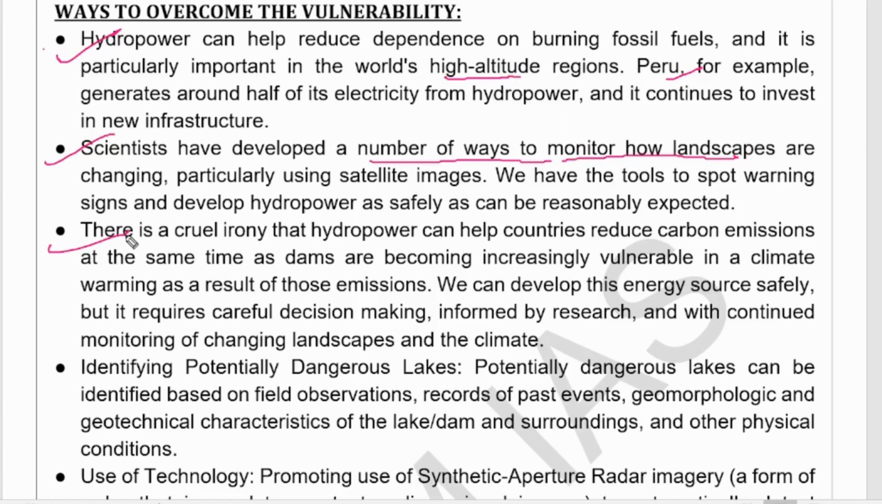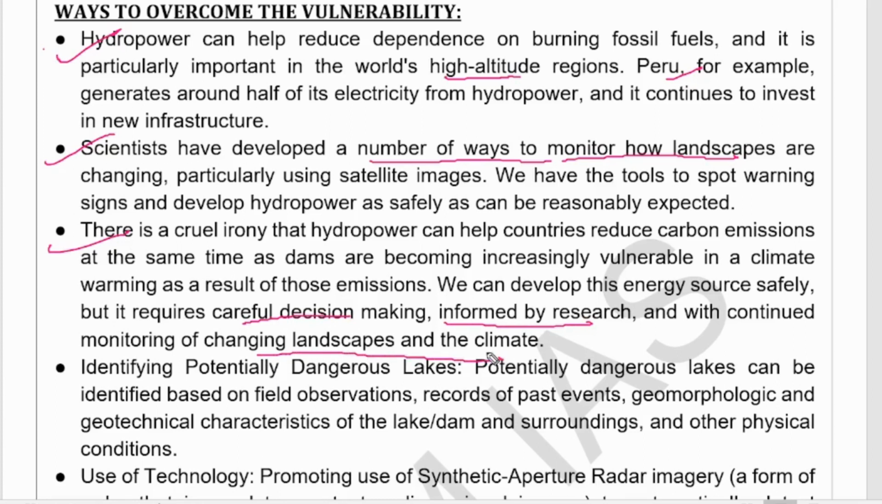Now, what can we do? We can now develop this energy source safely. But how can we develop the energy source safely? We can develop this energy source safely by careful decision making, which is informed by research, and with continued monitoring of changing landscapes and the climate.